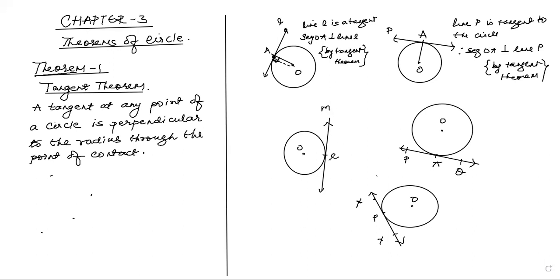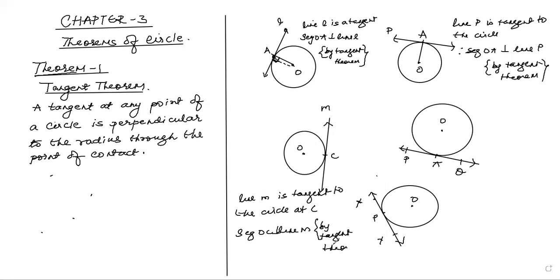Again, children, line M is tangent to the circle at C. C is the point of contact, okay? So what should come to your mind? Segment OC is perpendicular to line M by tangent theorem. The name of the theorem is tangent theorem.